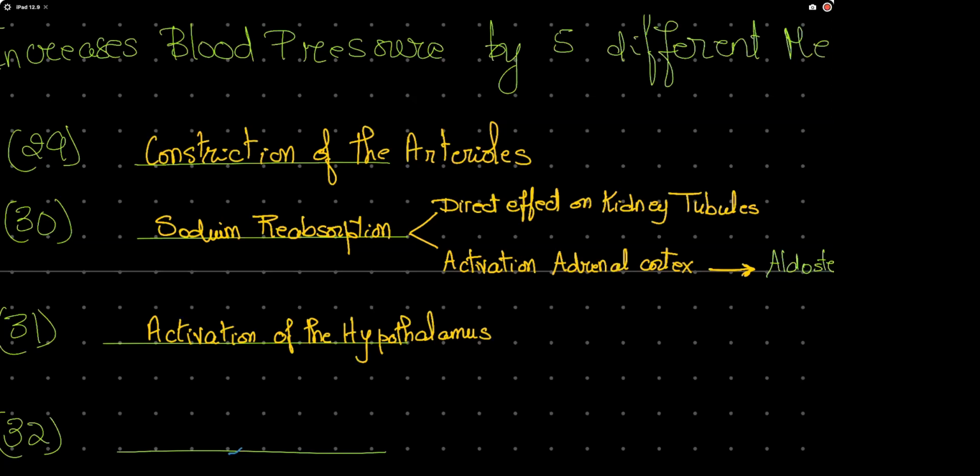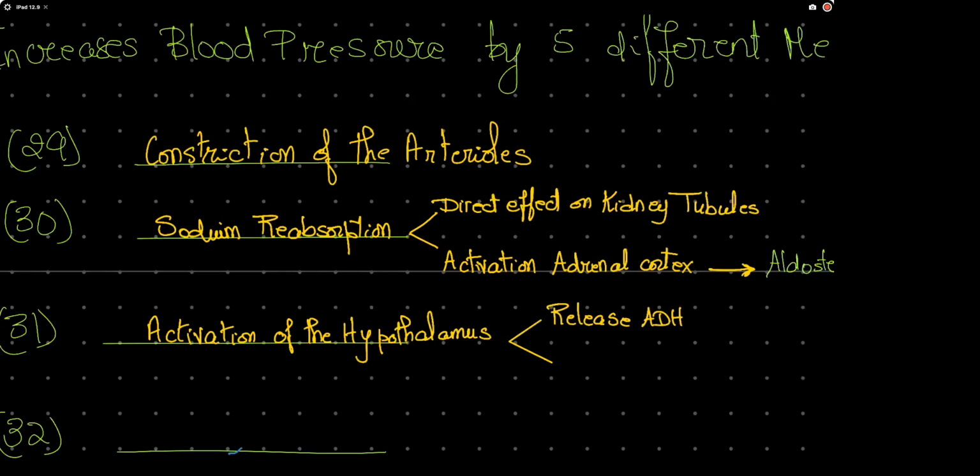And what am I activating in the hypothalamus? What will be the effects on the hypothalamus? Two effects on the hypothalamus. I am stimulating the hypothalamus to release exactly ADH, anti-diuretic hormone, that prevents the water loss in the urine. It retains water in the blood, increases the blood volume, increasing my blood pressure.